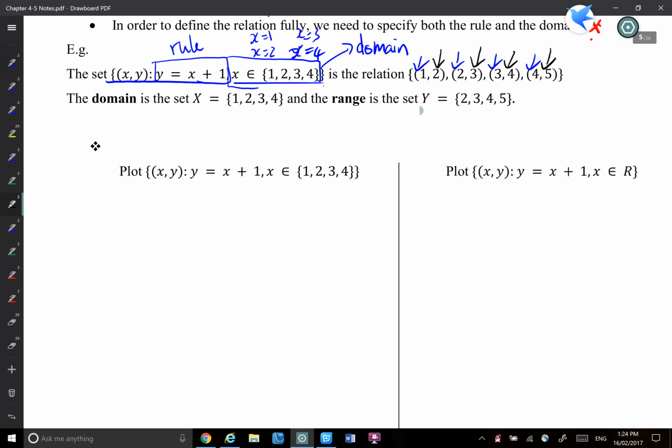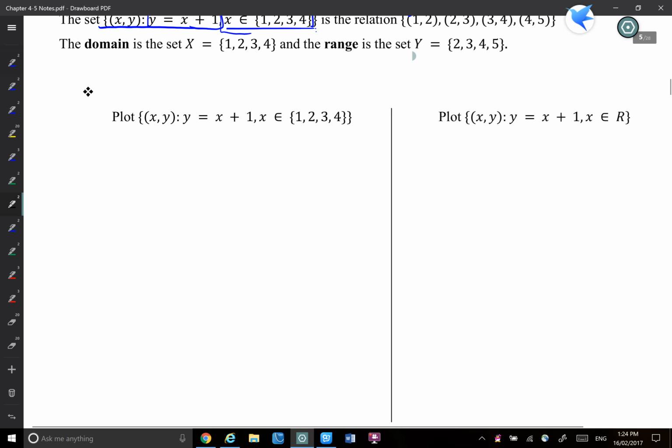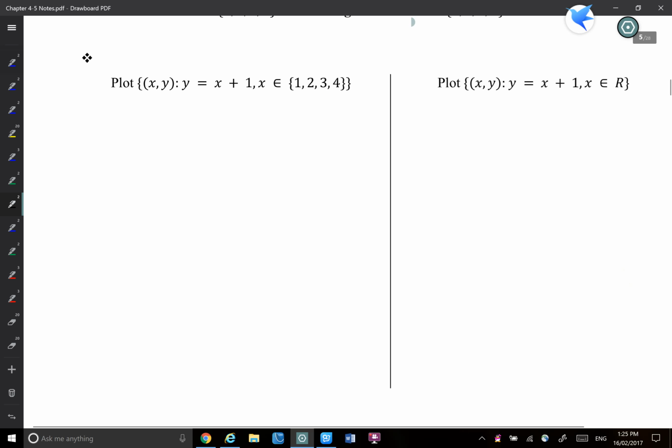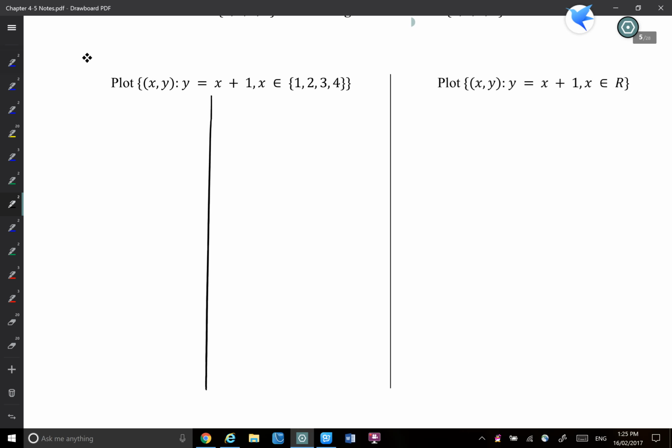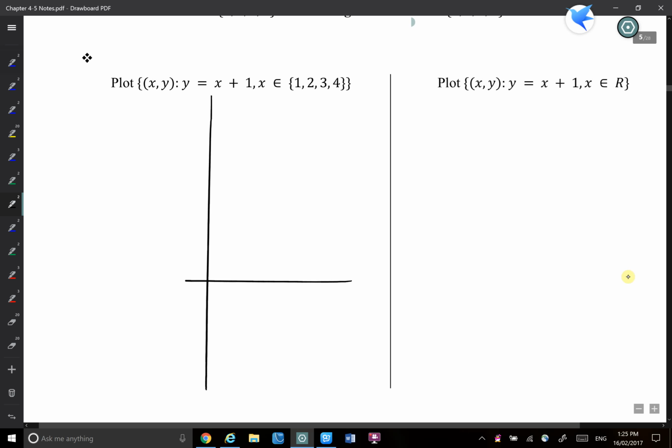Now I'm asking you to sketch something. I want you to plot this set. This set is a collection of (x, y), where y equals x plus 1 and x belongs to {1, 2, 3, 4}. In your mind, you might think x plus 1 is just a straight line linear. But because x is restricted to 1, 2, 3, 4, when x equals 1, y will be 2. So here is a point. When x equals 2, y will be 3. Here is a point. When x equals 3, y will be 4. Here is a point. When x equals 4, y will be 5. And here is the point.